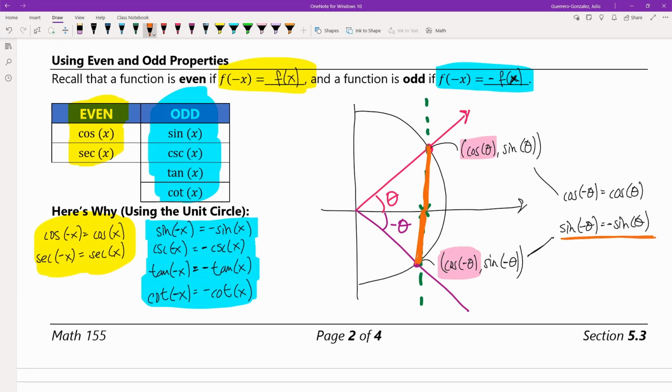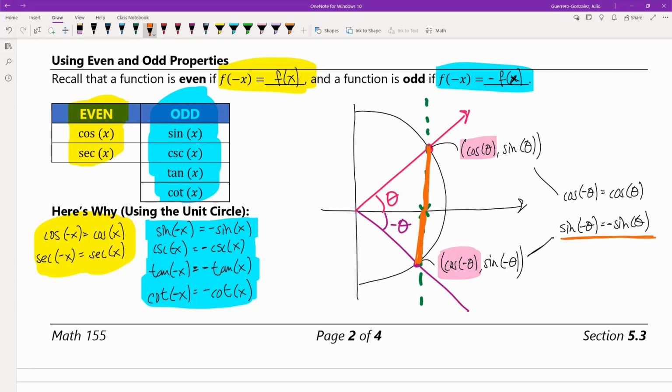So the sine of the negative angle, the amount that we went down vertically when we went down by negative theta, should be the same as the positive amount, but in the negative direction. Okay, we're getting there. We're getting there.